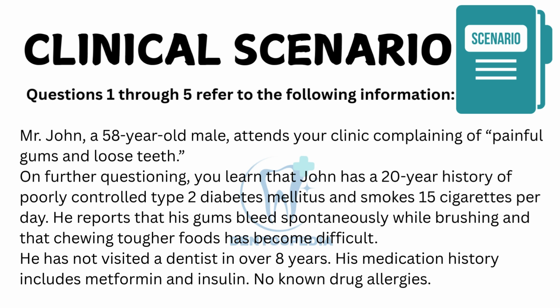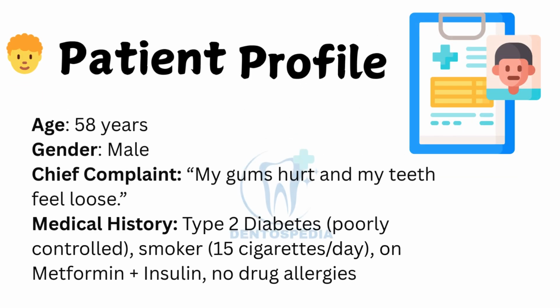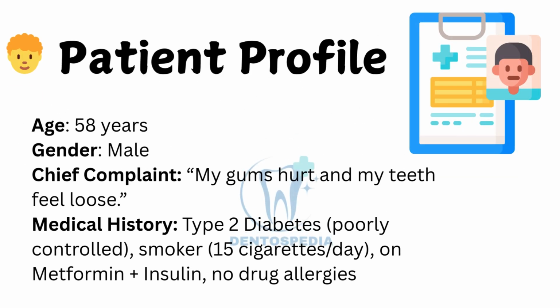Mr. John, a 58-year-old male, attends your clinic complaining of painful gums and loose teeth. On further questioning, you learn that John has a 20-year history of poorly controlled type 2 diabetes mellitus and smokes 15 cigarettes per day. He reports that his gums bleed spontaneously while brushing, and that chewing tougher foods has become difficult. He has not visited a dentist in over 8 years. His medication history includes metformin and insulin. No known drug allergies. Let's have a quick breakdown of the patient's profile: age, gender, chief complaint, and medical history.